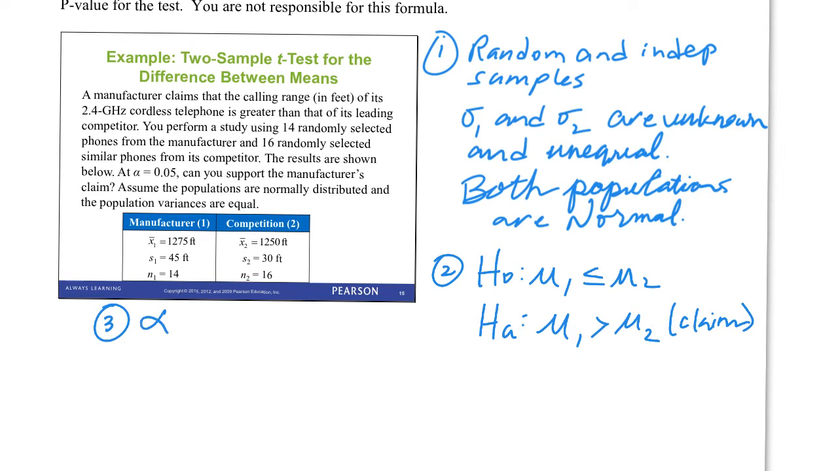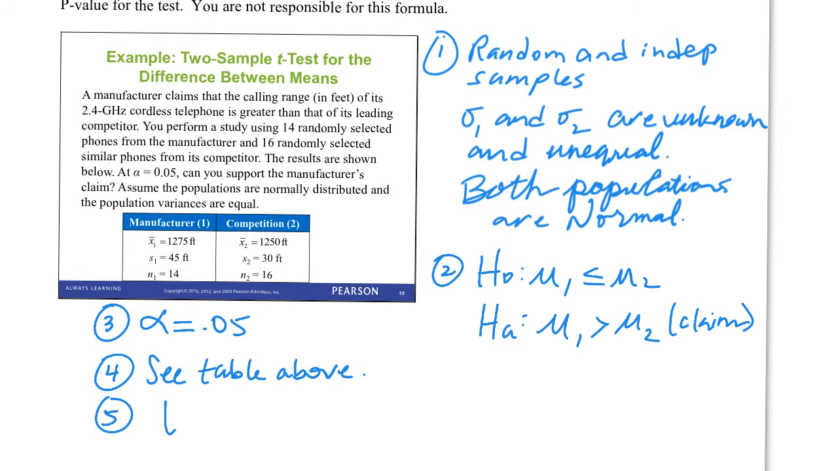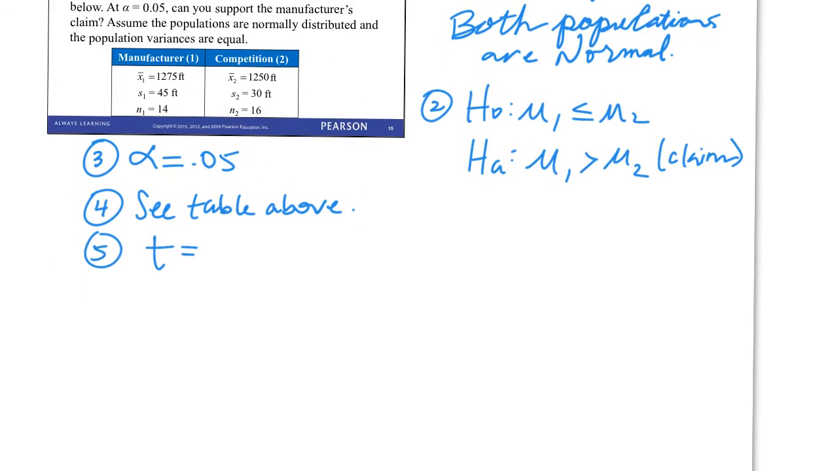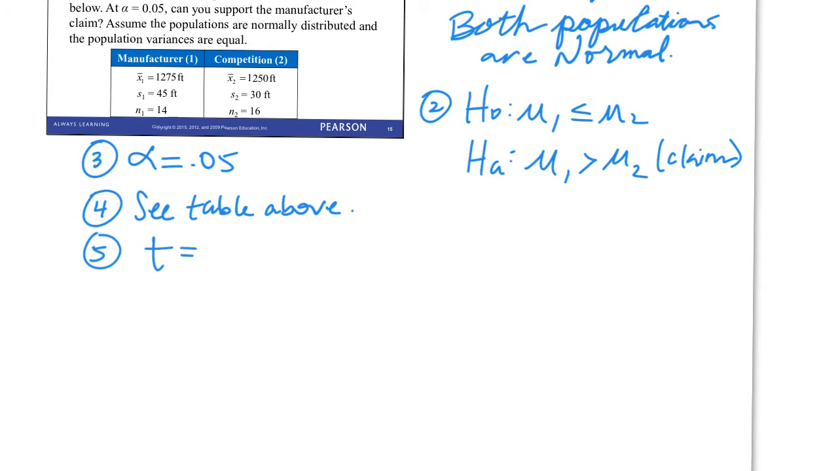Step 3 is simply to state the alpha level for the test. It's 0.05. Step 4 is to write out our summary stats, but they're already in a table, so there's no need to make our own table. Step 5 is where we're going to calculate our test statistic. Step 6 is to write down the degrees of freedom. And step 7 is to put in the p-value.